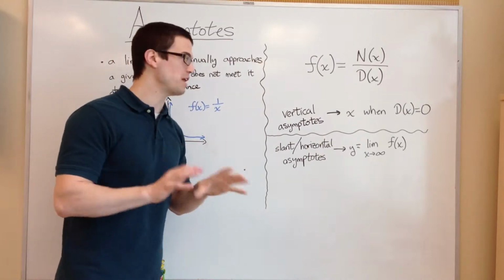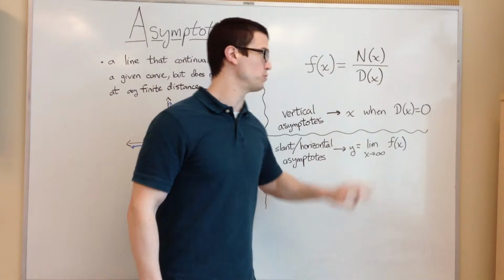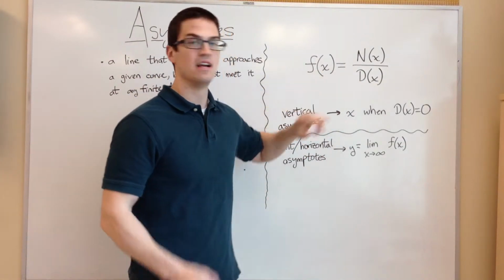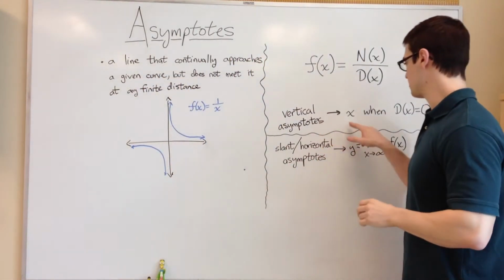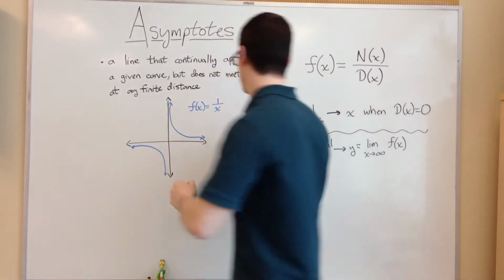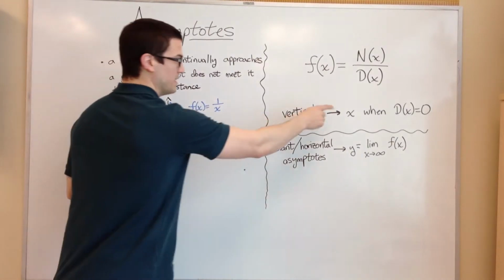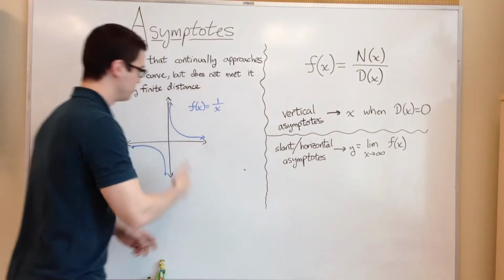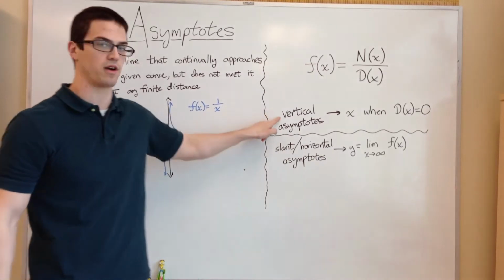To find the vertical asymptotes, all you have to do is find x when d of x is equal to 0. You set this bottom function, d of x, equal to 0, and that would be the vertical asymptote. It's whatever the x is when you solve for 0 down here. Let's look back at our example to prove that this is true. 1 over x. It says when d of x is equal to 0. Well, it's x right here, so x equals 0. And x equals 0 was our vertical asymptote, which we talked about right here. It makes perfect sense, so this works.